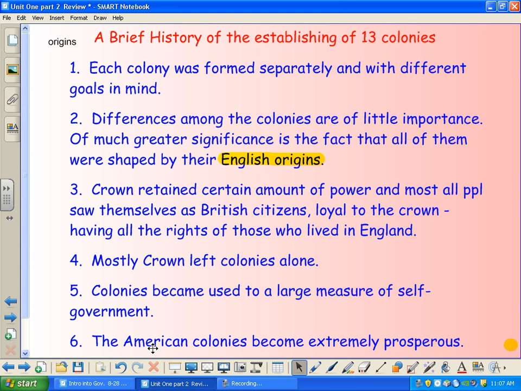And with that, as the colonies grew, they became extremely prosperous, meaning wealthy. The colonies themselves were wealthy, although I don't want to give you the false impression that there weren't poor people here. There were. But the colonies themselves were very prosperous or rich.